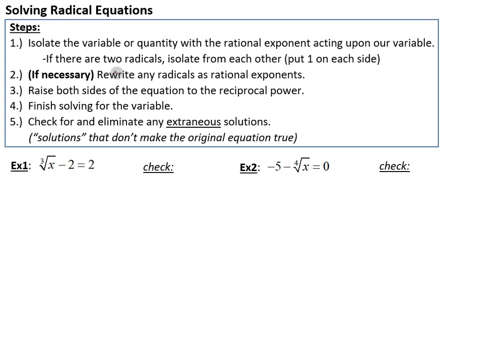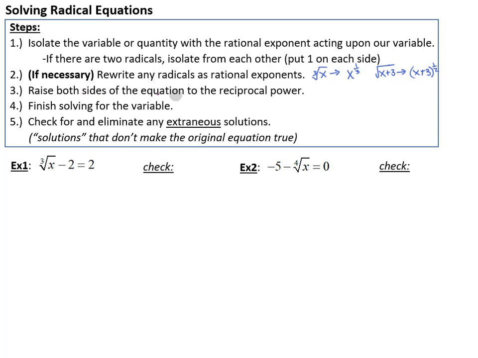If necessary, rewrite any radicals as fraction exponents. So for instance, something like the cubed root of x would need to be rewritten as x to the 1/3. Or let's say if I have the square root of x plus 3, that would need to be written as the quantity, x plus 3 to the 1/2 power. Okay, so we're going to rewrite radicals as fraction exponents if necessary.